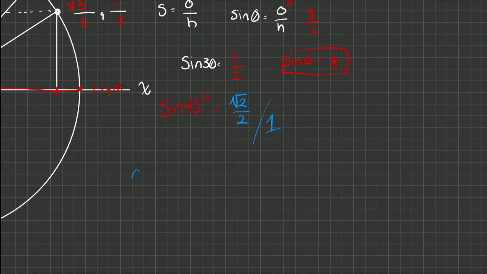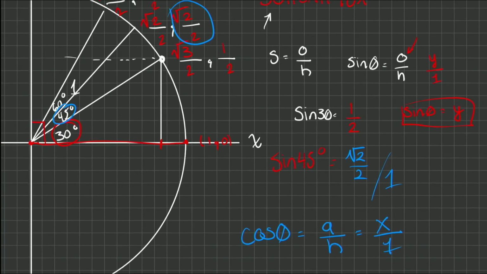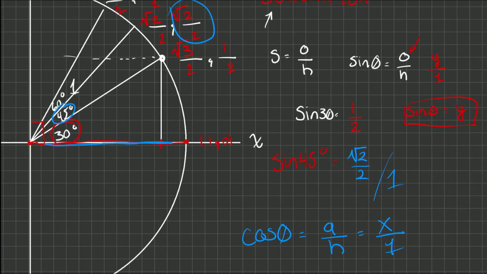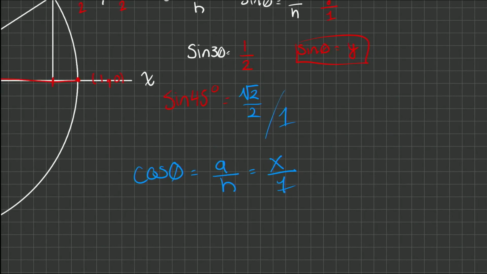Now, let's take a look at cosine. So cos theta is equal to our adjacent side over our hypotenuse. So that's equal to x over 1. Our hypotenuse is 1. And remember that our adjacent side is going to be x, because that's the side that's adjacent to the angle. So x over 1. When you divide by 1, that doesn't change anything, right? So cosine theta in the unit circle is just equal to the x coordinate.